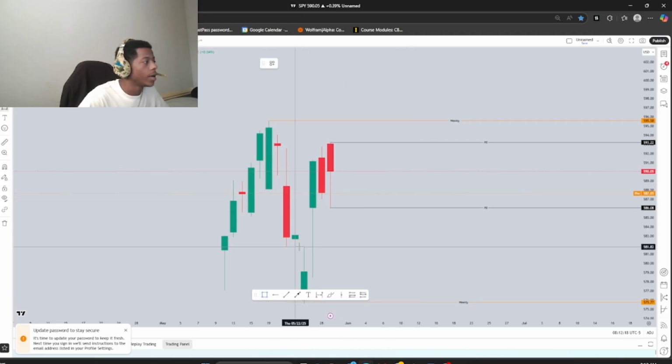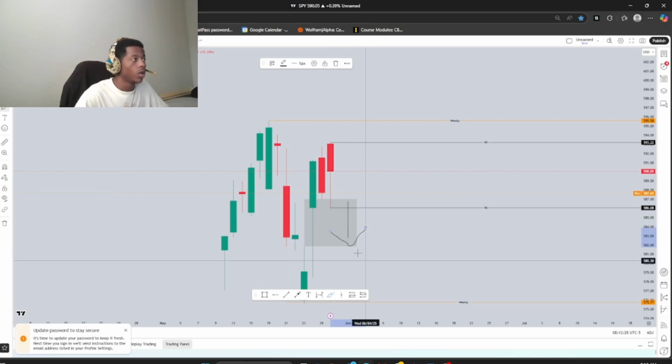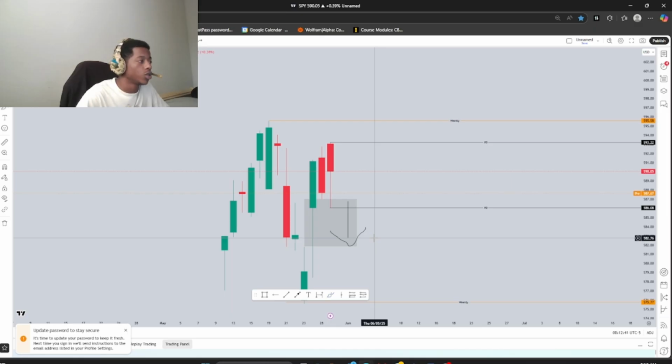Next, we mark out our imbalances and gaps. So I see an imbalance here. Now, these imbalances are going to act as a magnet for price. So, with the context of being this close to yesterday's low in the pre-market at this orange line here, with this imbalance, it's possible that we're going to see some type of puts trade early this morning.